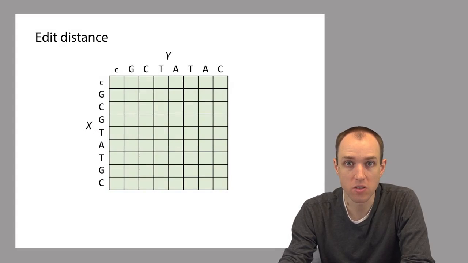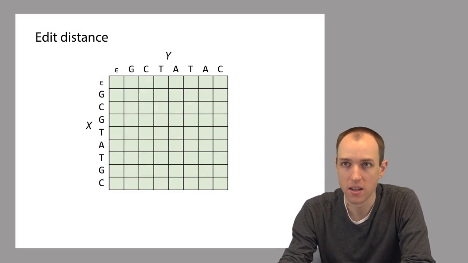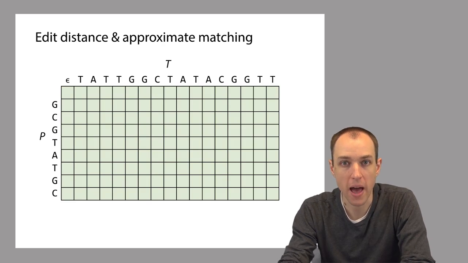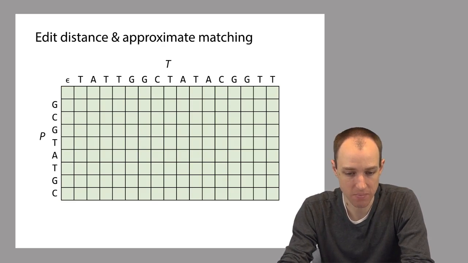So shown here is the sort of matrix we talked about in the previous lecture for finding the edit distance between x and y. And here the characters of x are labeling the rows of the matrix, and the characters of y are labeling the columns. But now we're going to imagine a new kind of matrix like this, where the rows are labeled with characters of our pattern P, and the columns are labeled with characters from our text T.